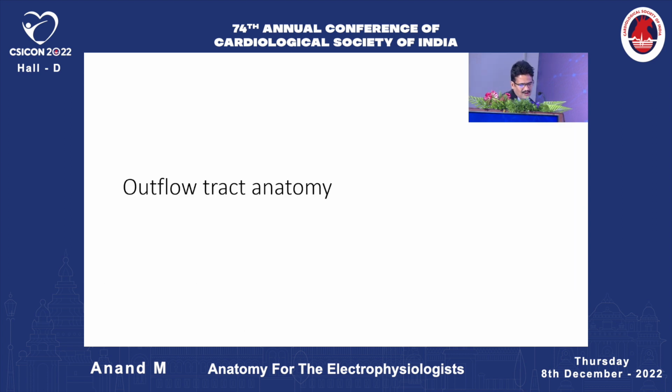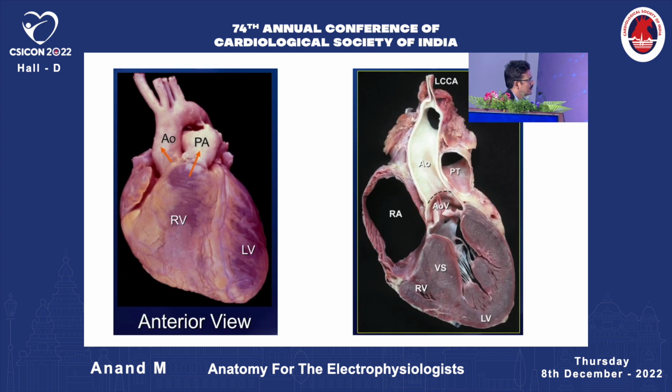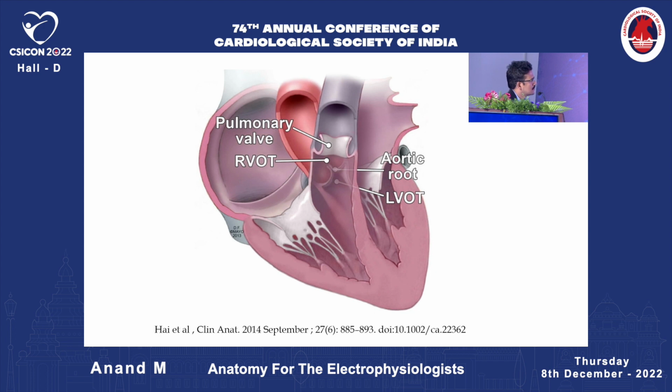Coming to the next topic, outflow tract anatomy. We all know that the RV is to the right of the LV, but another most important thing is that the RVOT crosses the LVOT anteriorly, so that the pulmonary artery comes to the left of the aorta. In this picture, you can see that the RVOT crosses in front of the LVOT and the pulmonary valve is superior to the aortic valve, and to the left of the aortic valve.